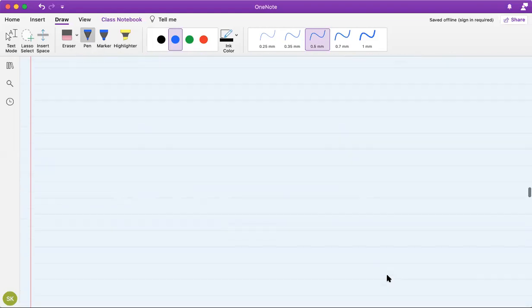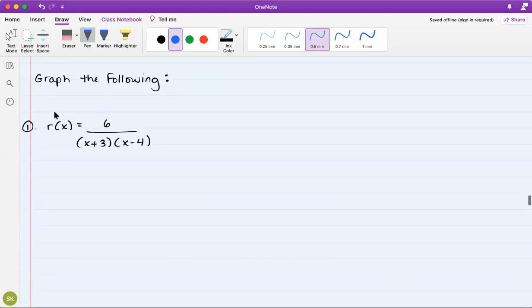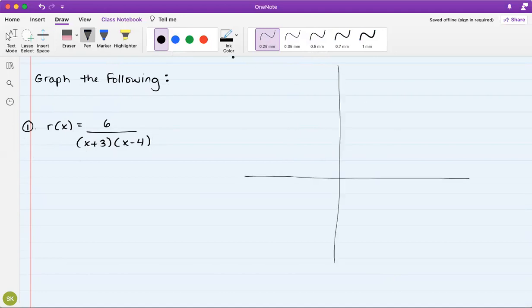Okay, so let's look at our first example. I want to graph this function. r of x is equal to 6 over (x + 3)(x - 4). So the first thing I'm going to do is draw a plane. Okay. Now that I've done that, our first step was to factor the numerator and the denominator. Notice that the numerator, you can't factor any further, nor can you factor the denominator any further. It's already factored for you.